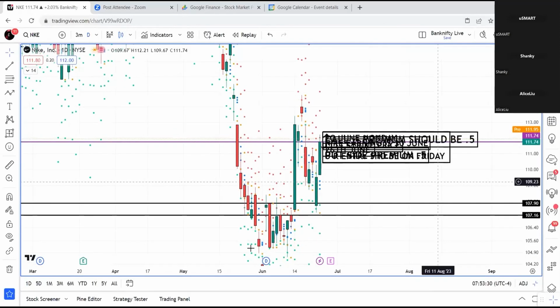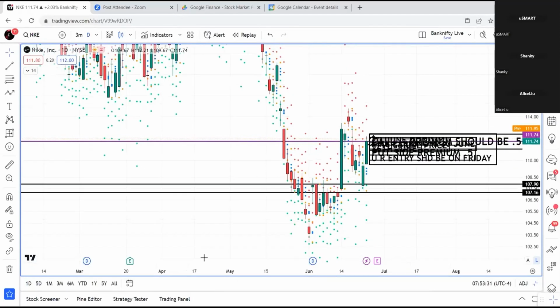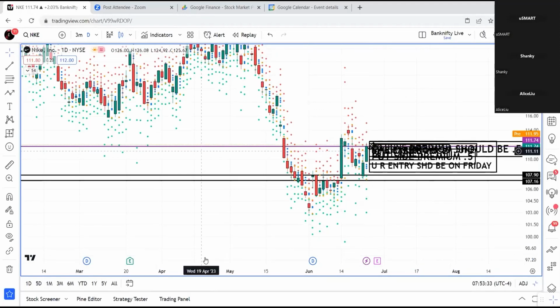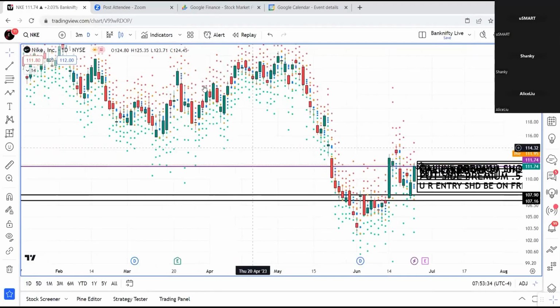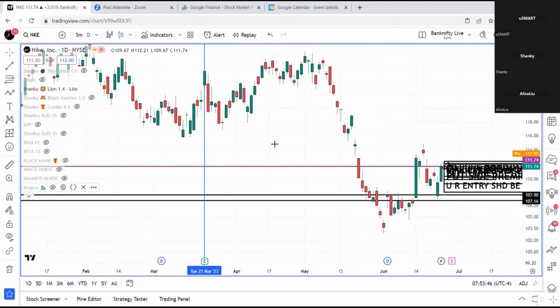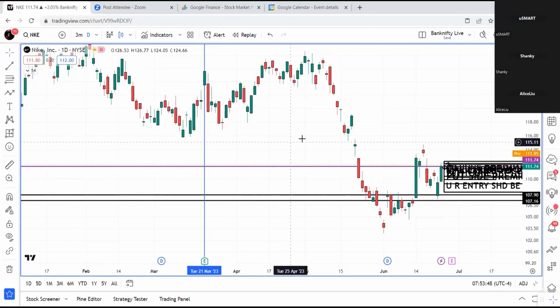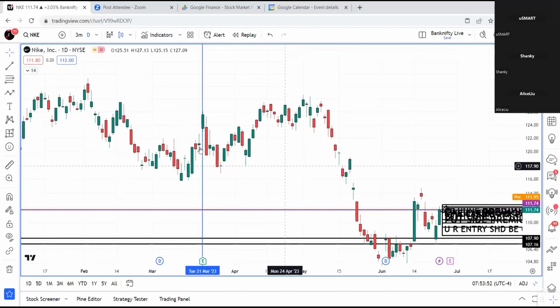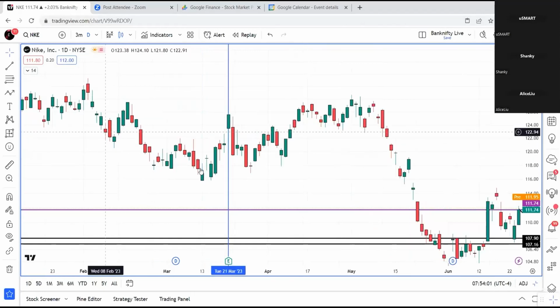Go and check what happened in the market on the previous earning. The previous earning on Nike was at this point, on 21st March. What happened on 21st March? One week prior, the candles. We'll check 7 days prior to that. See what happened. It was at the bottom, maybe you can say.